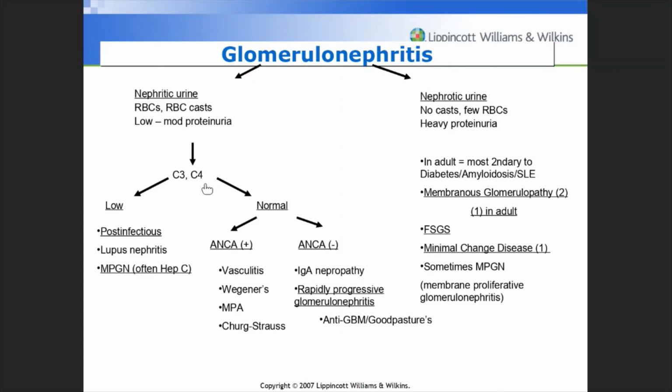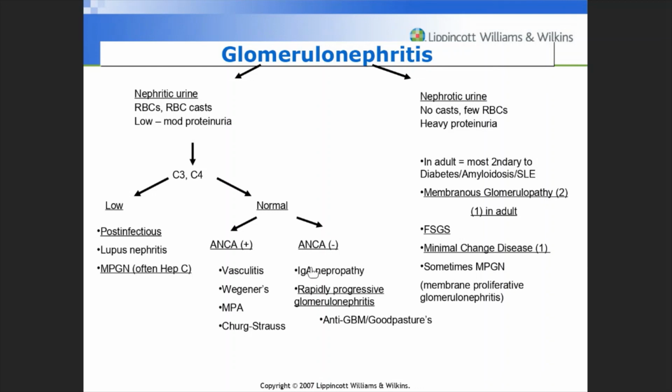But in nephritic syndrome, if C3 or C4 is normal, you have to think of whether the anti-neutrophil cytoplasmic antibody, or ANCA, is present or not. If it's present, most likely it's going to be due to an autoimmune disease that affects the blood vessel, like vasculitis. You don't have to talk about polyangiitis, granulomatosis with polyangiitis, or Churg-Strauss.